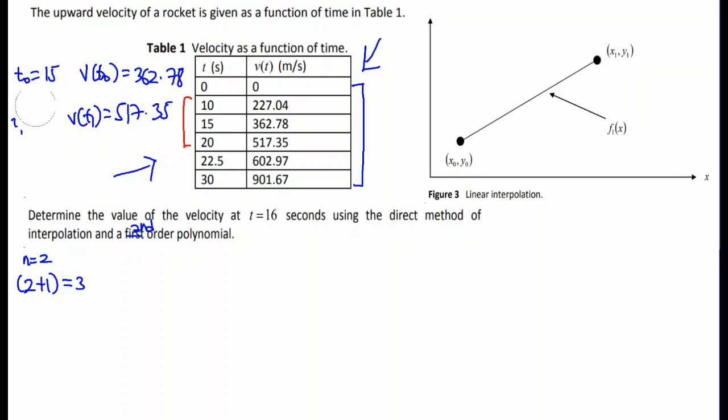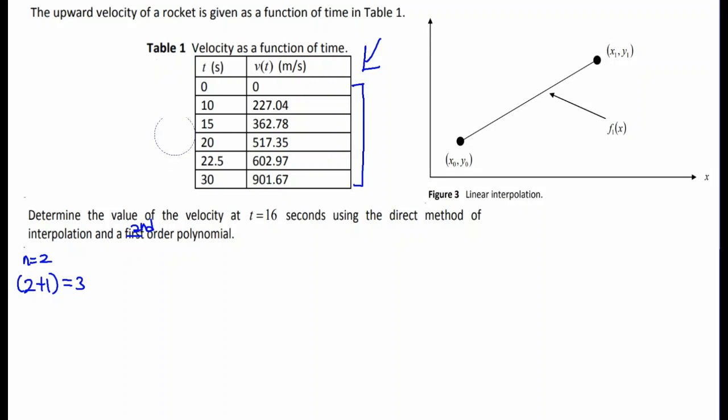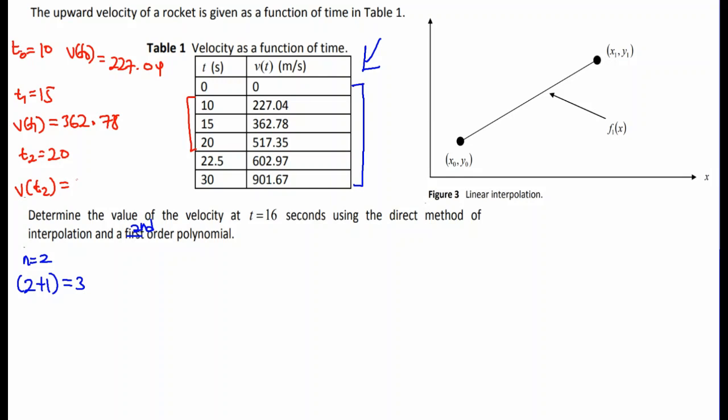Let me clean what I have here. So you're considering 3 data points, from 10 to 20. You're going to have t0 equal to 10, and then v of t0 should be equal to 227.04. Then we are going to have t1 equal to 15, and then v of t1 equal to 362.78. And then we have, sorry, t2 equal to 20, and then v of t2 will be equal to 517.35. So those are our data points.